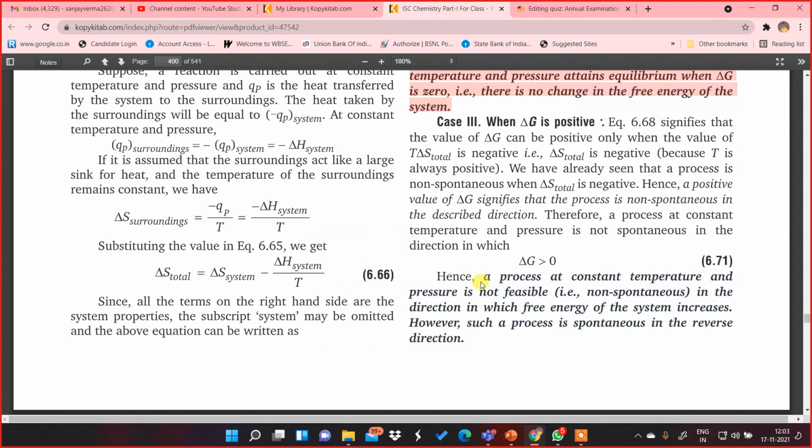Three cases are there. I have underlined and highlighted them. This is the third case when delta G is positive. Okay, just a second. It's not beginning. Never mind. This part you can remember.